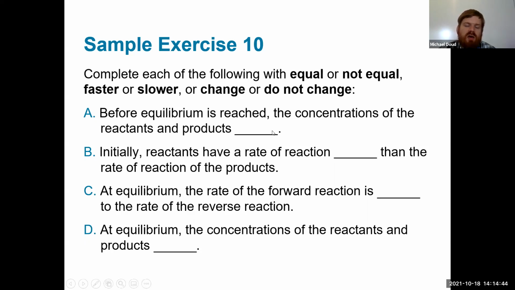You know that the amount of the reactants is going to decrease and the amount of the products is going to increase. Okay, initially the reactants have a rate of reaction blank than the rate of reaction of the products. So is it faster or slower for the forward reaction compared to the reverse reaction? So initially, when you just first put it in there, all you have are reactants. So the forward reaction is going to be faster than the reverse reaction, so it should be faster.